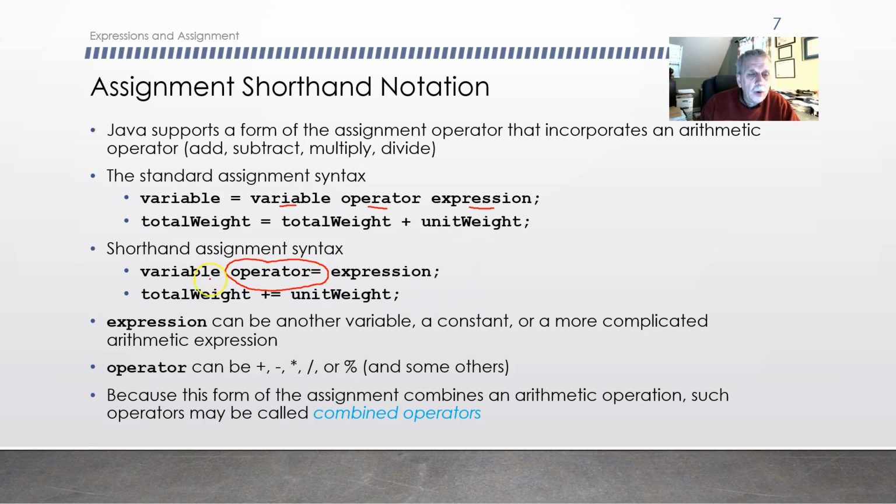So what we have is we could say something like total weight plus equal unit weight. This would be the same as saying total weight plus unit weight is assigned to total weight. So these two are equivalent. They're just alternative ways of expressing the notion.